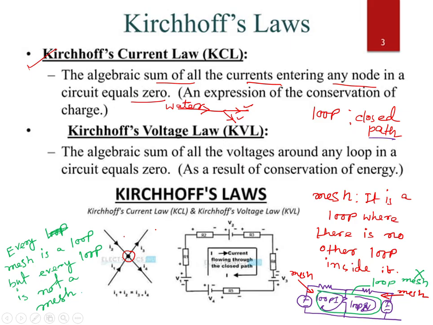This is the easiest statement. If you see the direction, I2 is entering, I1 is entering. So I1 plus I2 equals the sum of current leaving through this node, I3 plus I4. This is one case: the sum of current entering a node is equal to the sum of current leaving a node. And the other version is the algebraic sum of all currents entering any node.